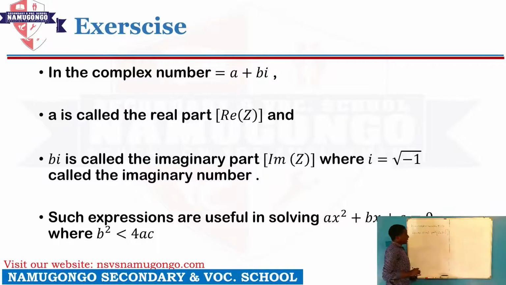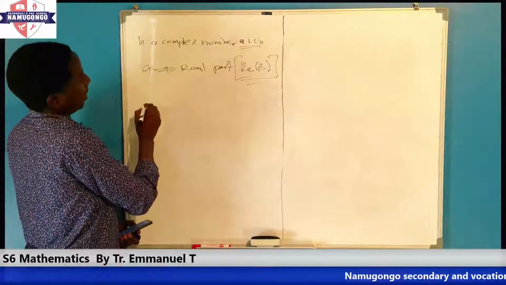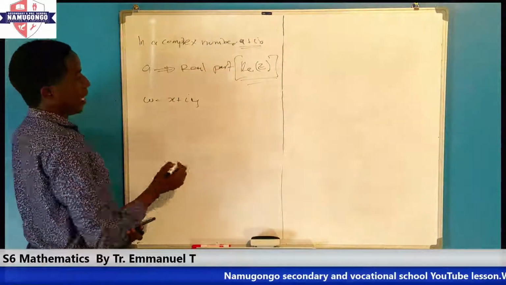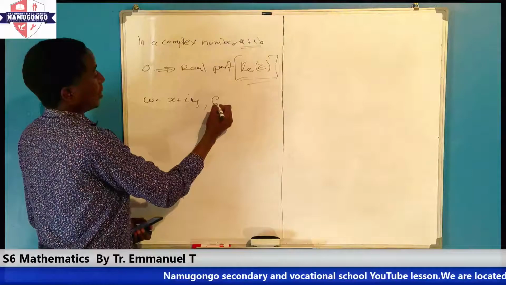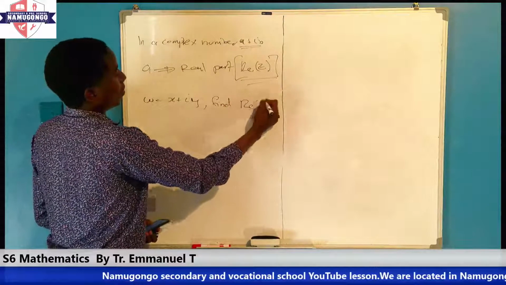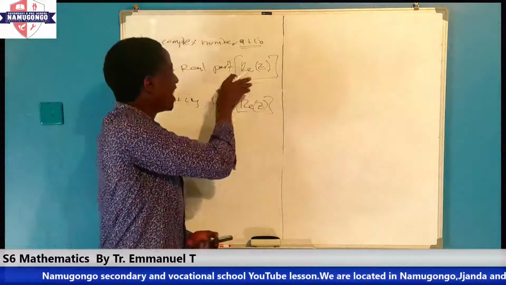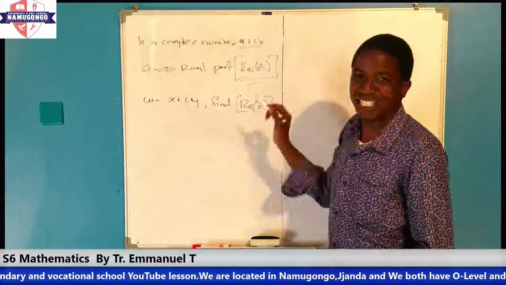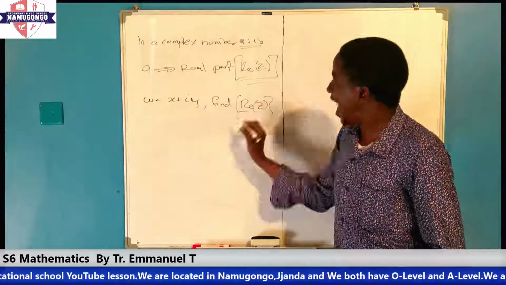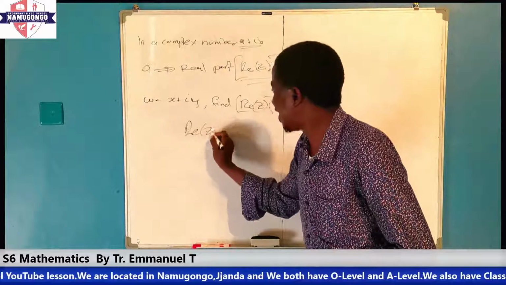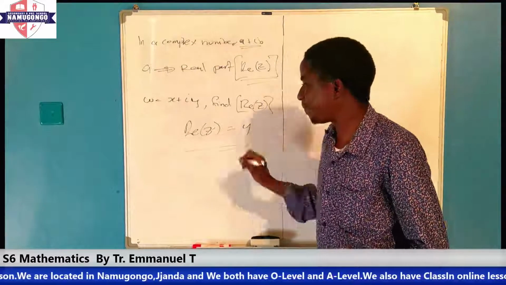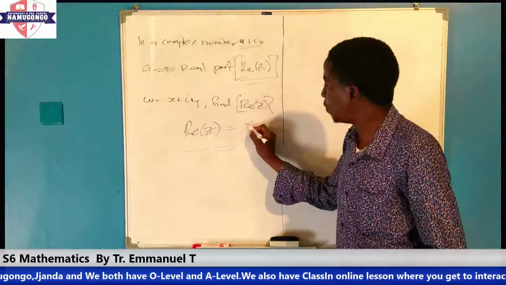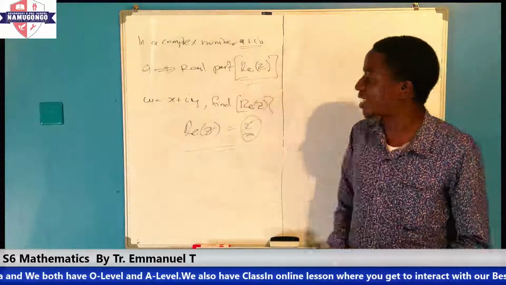For instance, I can give you w equal to x plus iy, and we say, find Re(w). Since we have just said Re means the real part of a complex number, and the real part is the one without i, which doesn't have an imaginary part, here Re(w) is simply equal to x, because x is the real part of this complex number.